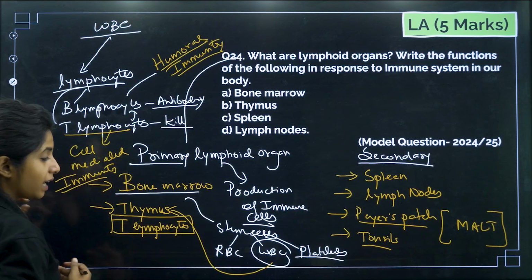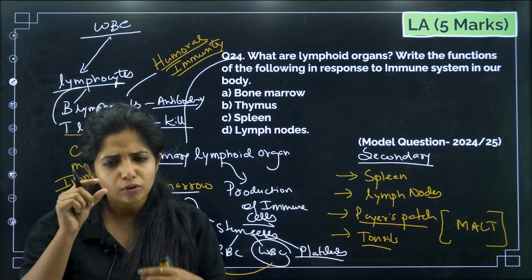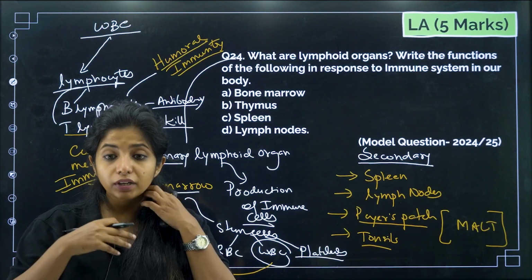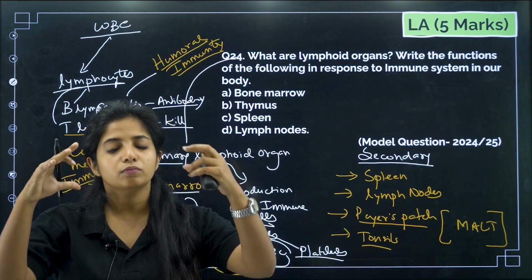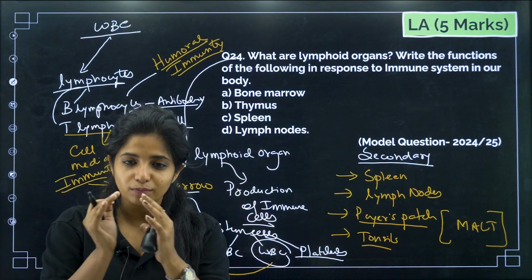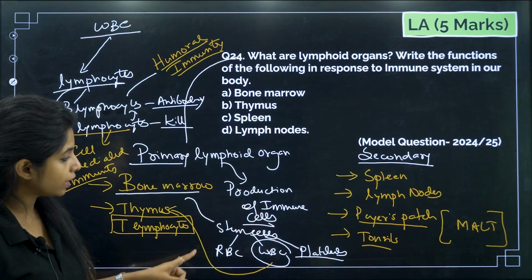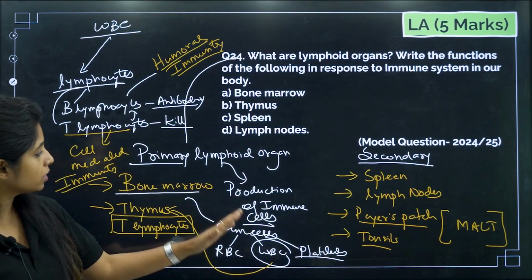And where is the thymus? Behind the sternum. Over here behind the sternum you have a small thing that is known as thymus. When we are kids, it is bigger in size. When we grow older, it will become smaller. This is where the T lymphocytes mature. The rest of the cells mature in the bone marrow itself.